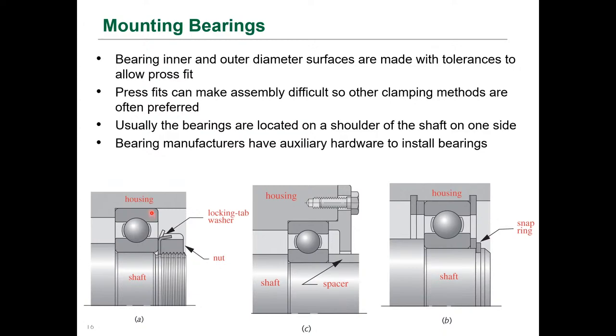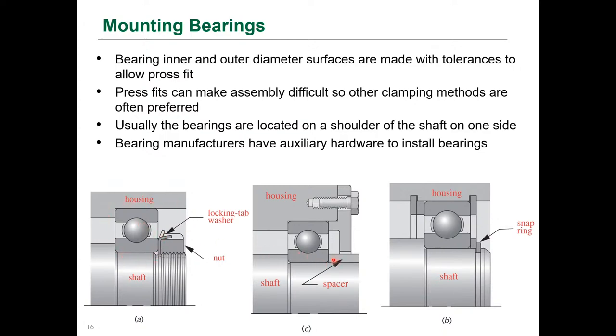And so often we have different forms of assembly where we have, say, a threaded portion of the shaft with a nut, and a lock washer that we can smash into there and retain. This is one way of having it where you don't have to have a press fit.